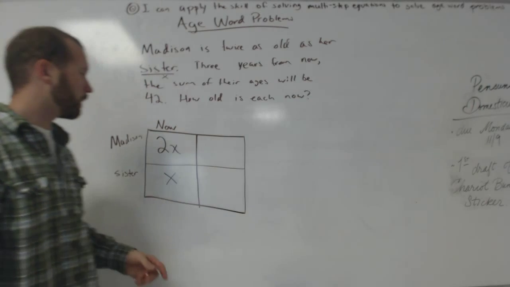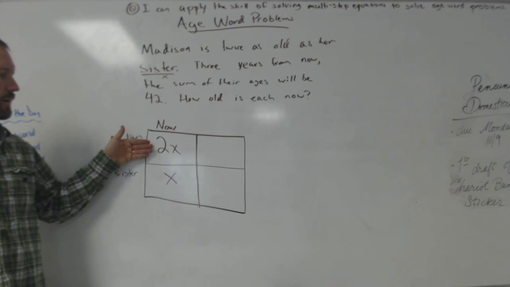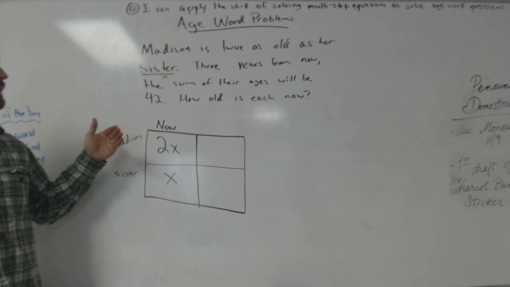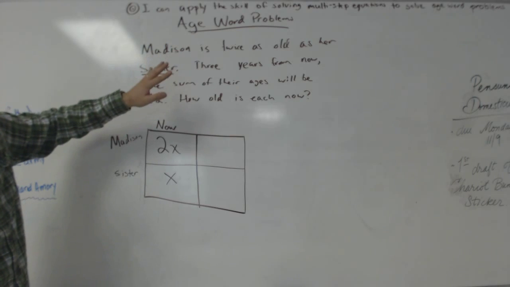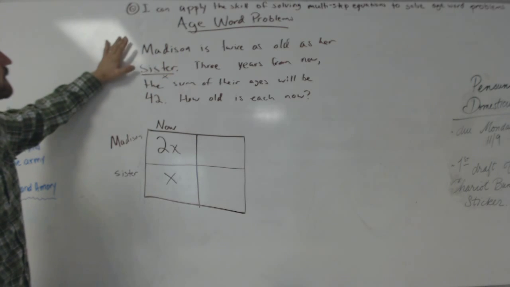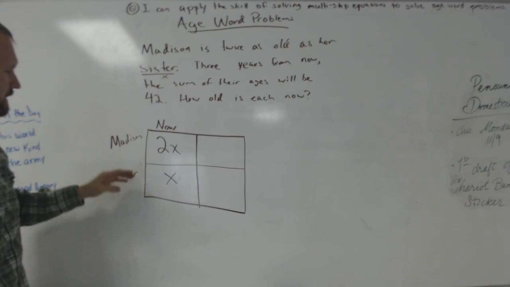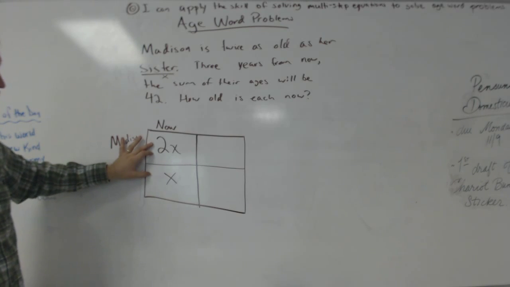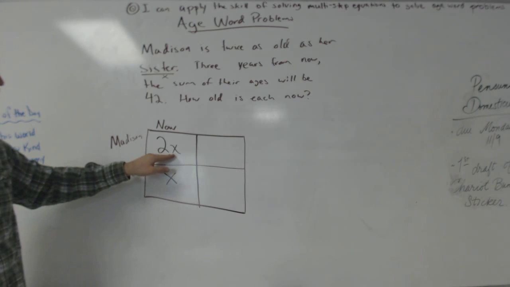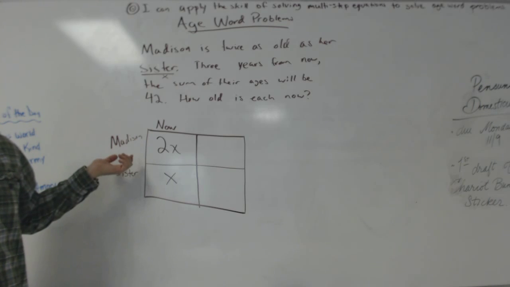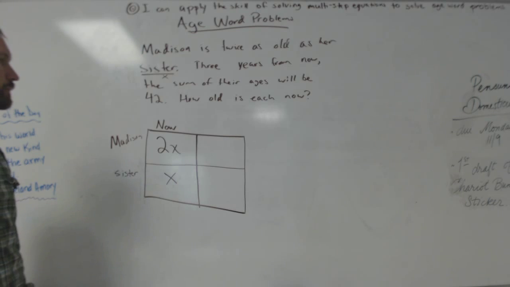Notice how I'm really checking to make sure this makes sense. The other question I'm going to ask myself is, if Madison is twice as old, who's older, Madison or her sister? Madison, right? If the sister were 3 years old, Madison would be 2 times 3, which is 6, so she would be older. We want to make sure that we're setting this up correctly.